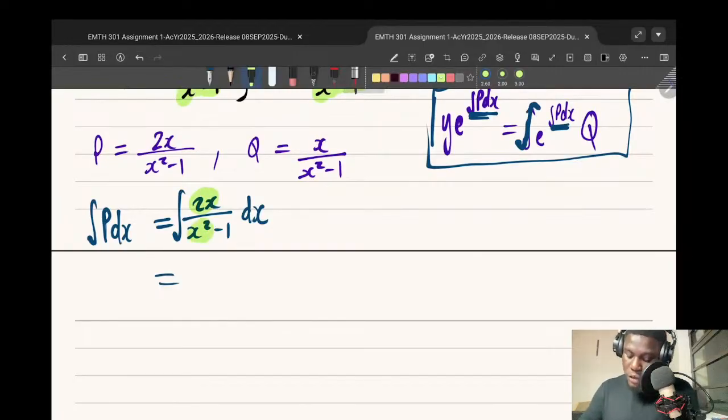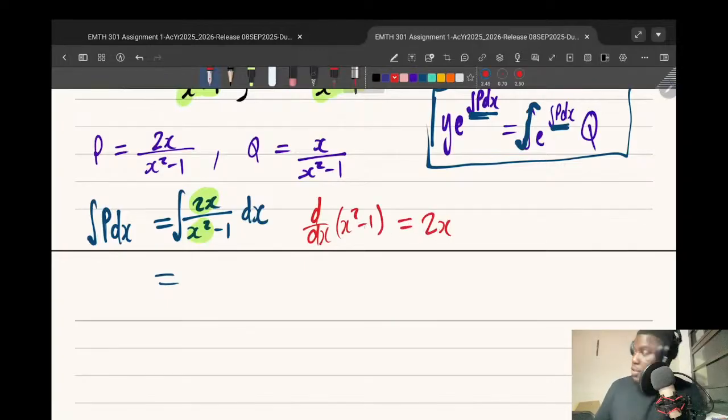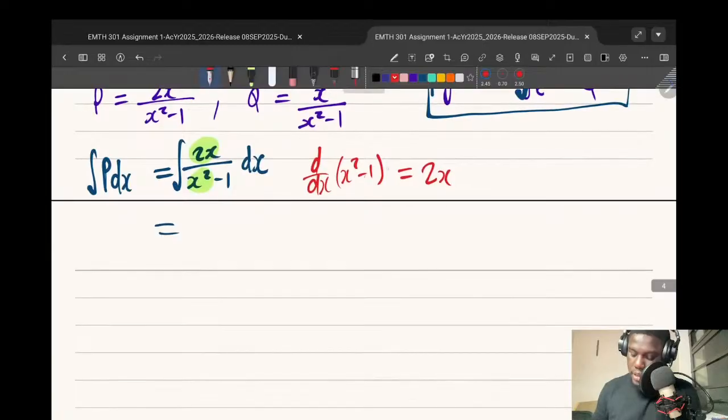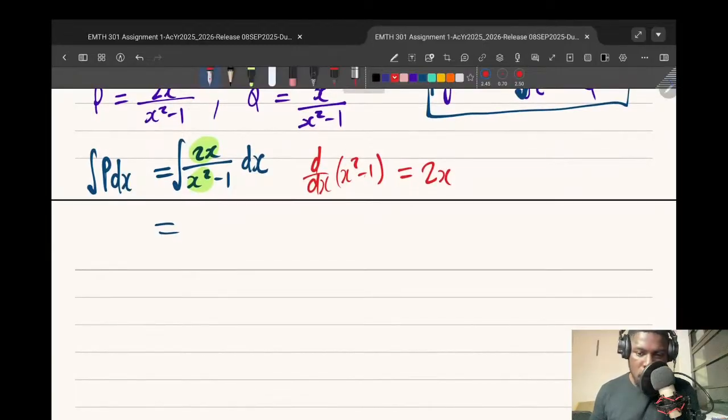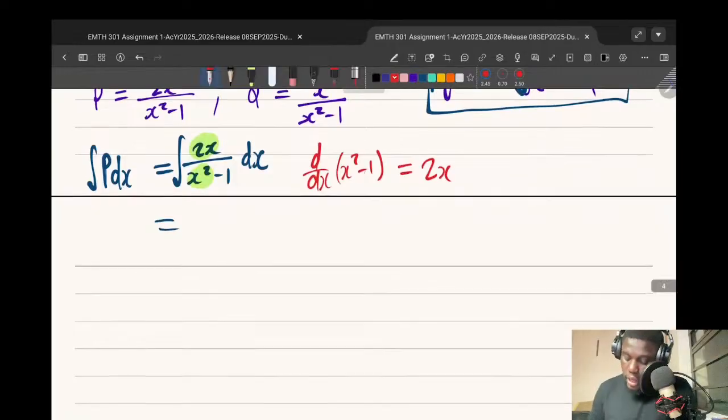Because if I differentiate the bottom, d dx of x squared minus 1, I'll get d dx of x squared is 2x. d dx of minus 1 is nothing. So, d dx of x squared minus 1 is going to be 2x. So we can see that the derivative of the bottom is just 2x. Is it the thing which is at the top? Is it? Yes! It's the thing which is at the top.